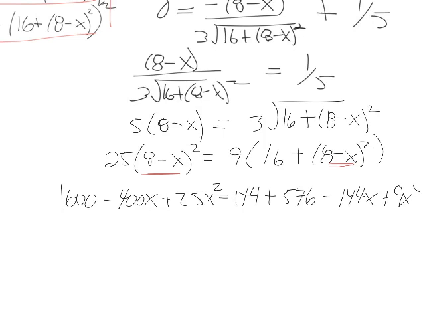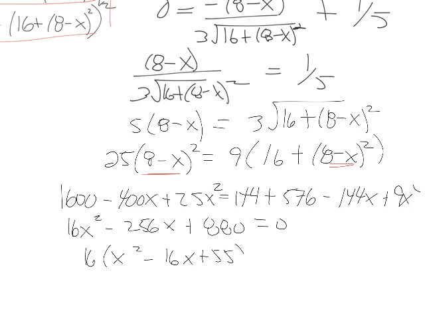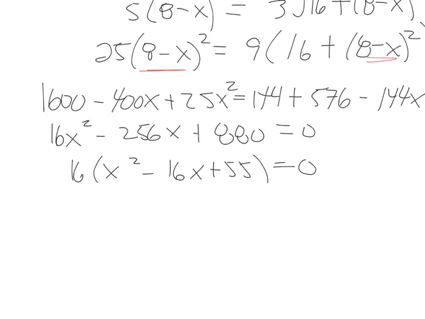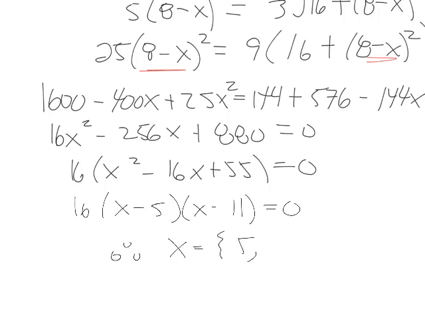I'm going to move everything to the same side, so everything to the left side. So I'm going to simplify to 16x squared minus 256x plus 880. That's equal to 0. Now, fortunate for us, everything's divisible by 16, which brings our equation down to this, which is really nice, which means I'm not going to have to use the quadratic formula because this factors to become (x minus 5)(x minus 11) equal to 0. So therefore, x equals 5 and 11.